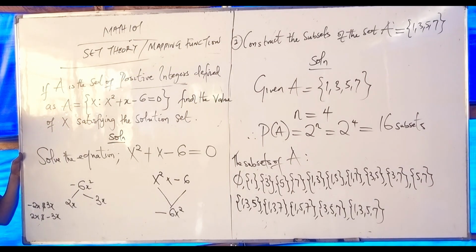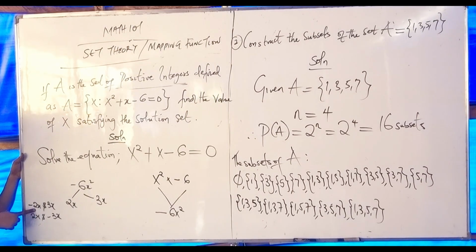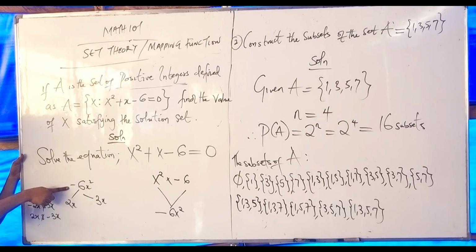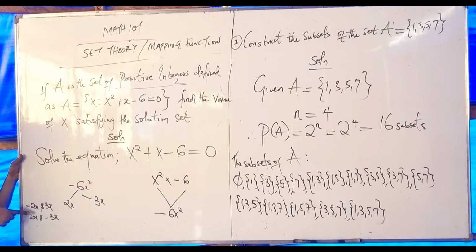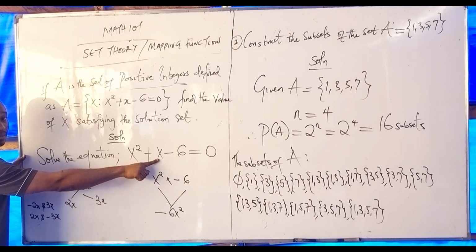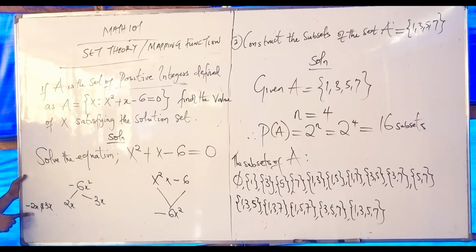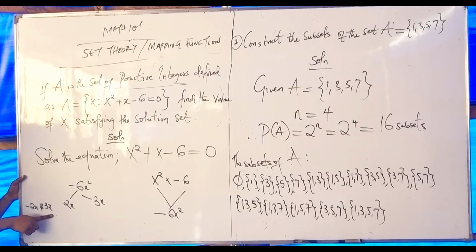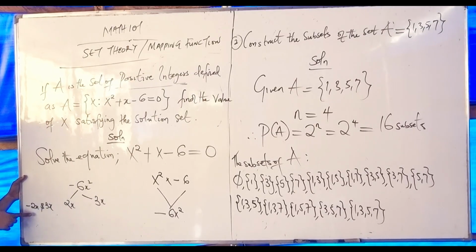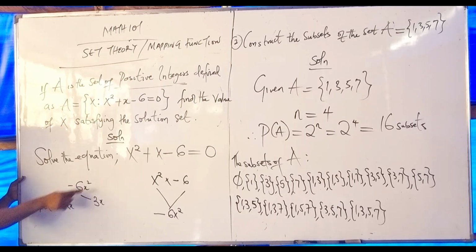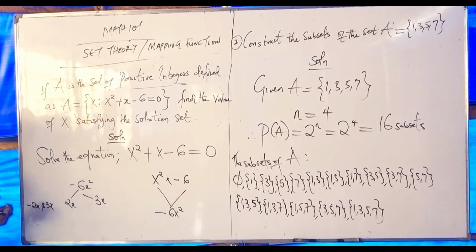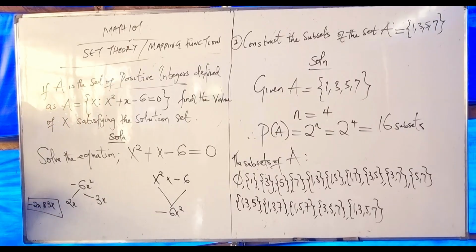Let's verify. Minus 2x times 3x is minus 6x squared. Is that not? Minus 2x plus 3x is X. Is that making sense? Minus 2x times 3x is minus 6x squared. The minus 2x plus 3x is X. So that means that these two numbers will replace X.